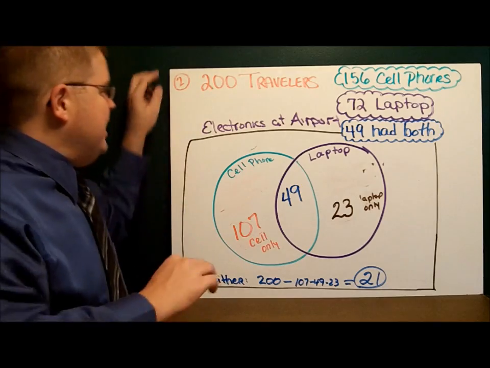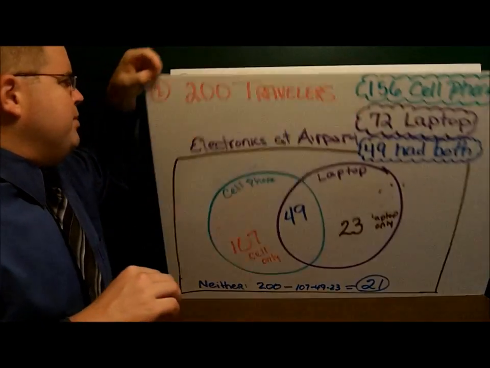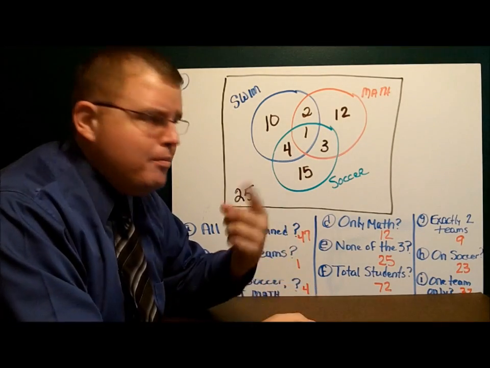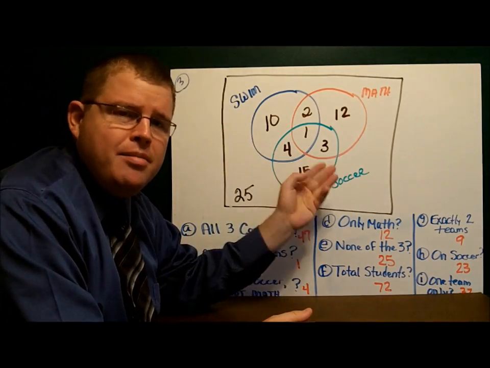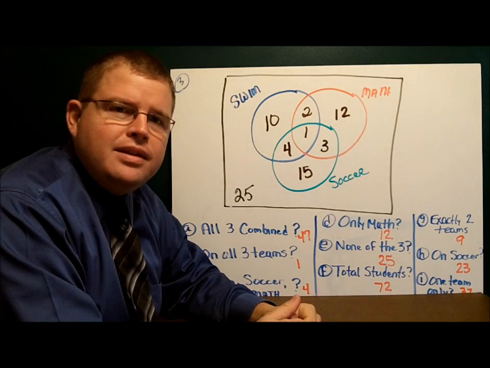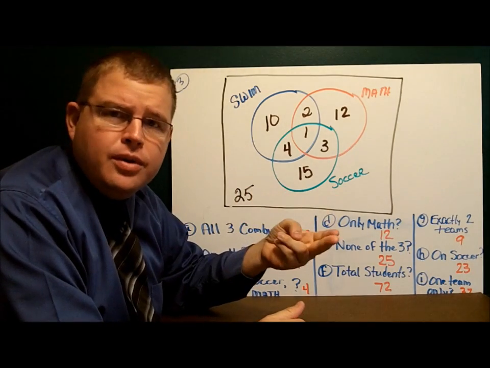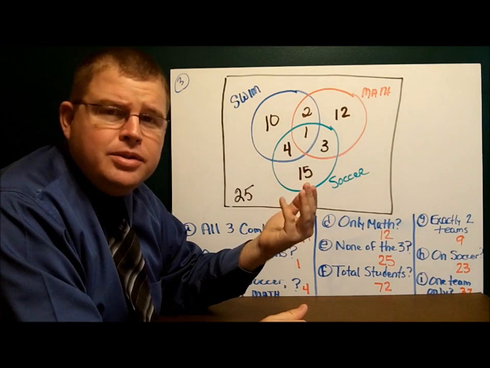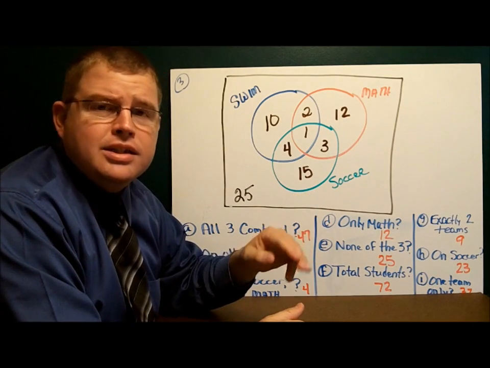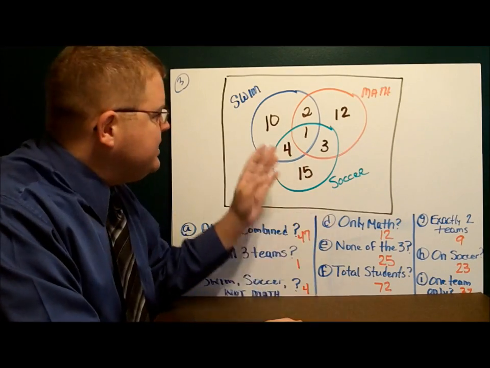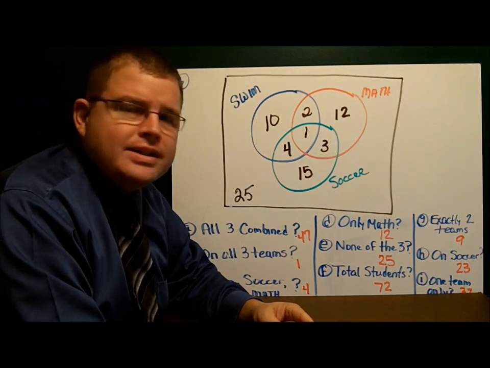Take a look at this next example. The next example is a survey of students. We're talking about 3 different clubs: math club, swim team, and the soccer team. Some students are on only the math team. Some students are on only the soccer team. Some students are on only the swim team. Some students are on 2 teams, or maybe 3 teams. This diagram lays that out for us.